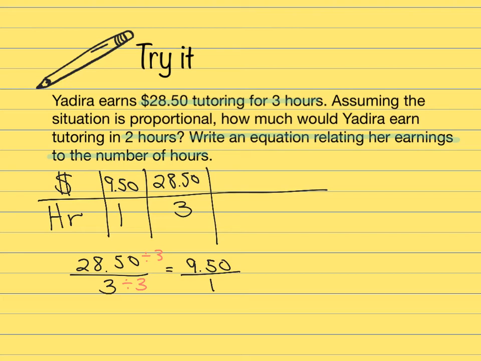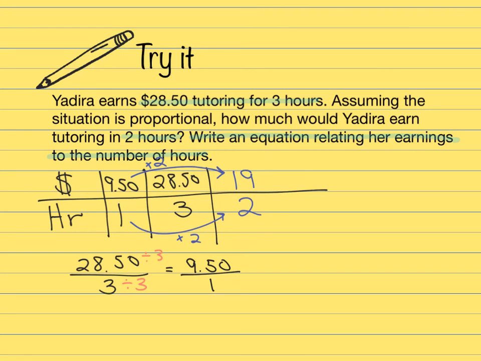We can now use that unit rate and multiply. We want to know how much she makes in 2 hours. So we're going to take our unit rate, 1 hour, and multiply it by 2 because 1 times 2 equals 2. Then we're going to take our unit rate of $9.50 and multiply that by 2. 9 times 2 is 18, and 50 cents and 50 cents is $1, so that's going to give us a total of $19. $19 is what she earns in 2 hours.